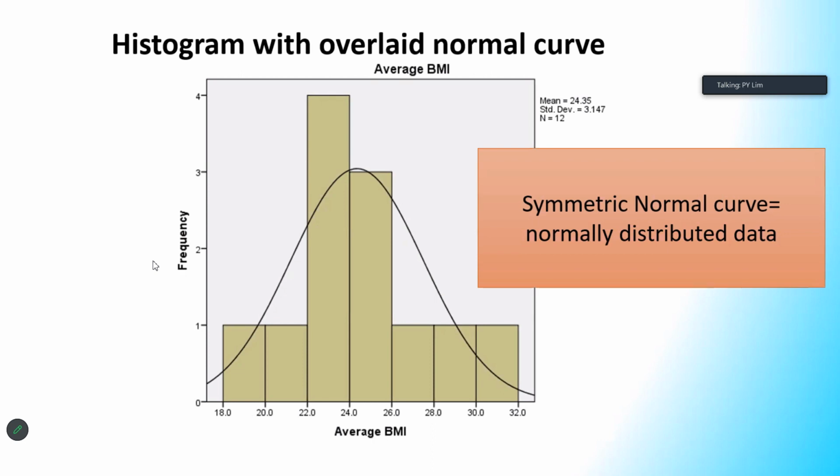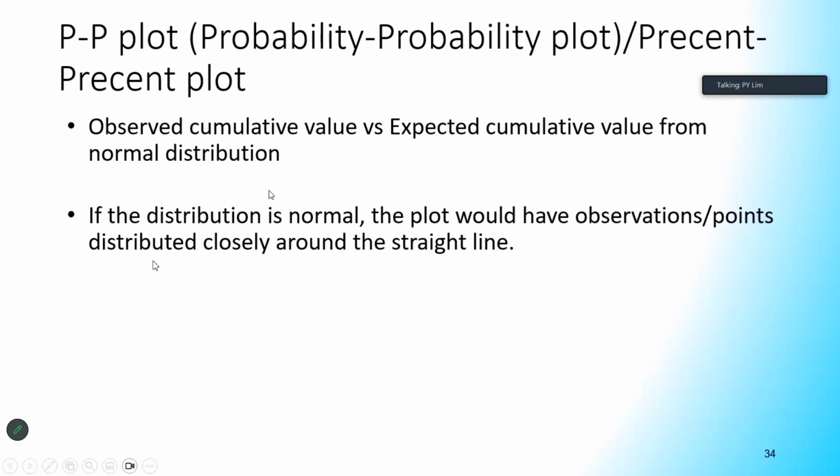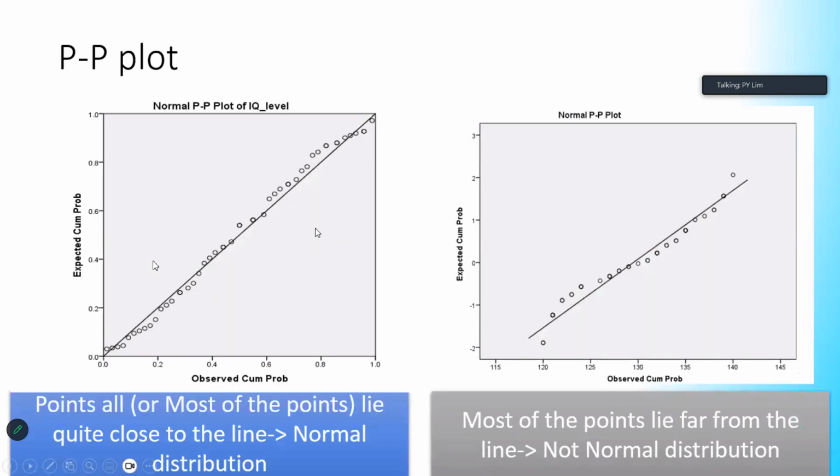Histogram with normal curve. If your data shows the normal bell shape, symmetry, you say that your data is normally distributed. This one is simple. PP plot, QQ plot. You see small dots here, right? If all the dots are near to the line, we say the data is normally distributed. If the dots are far from the line, you say not normally distributed.